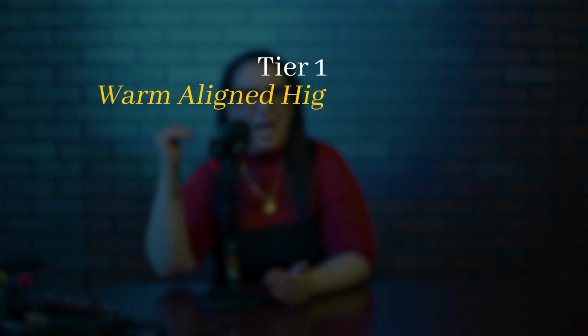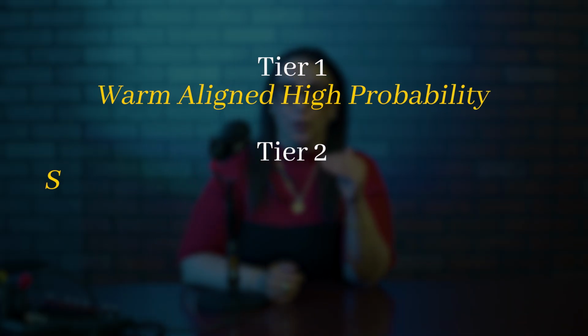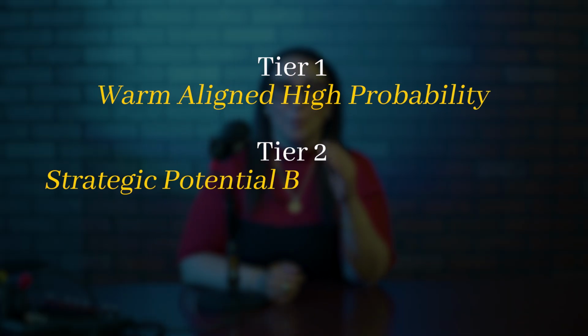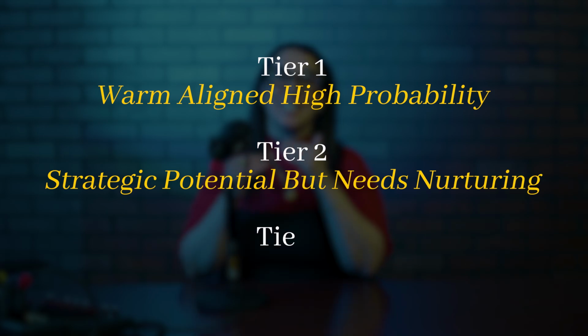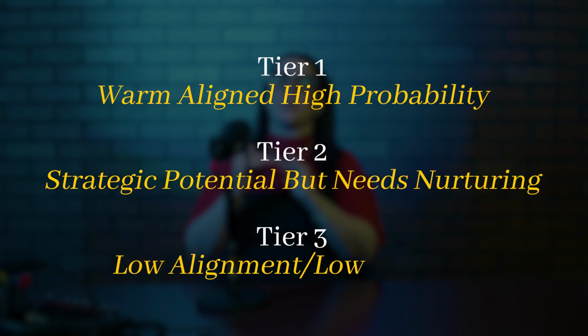Now here's the how-to. Create 3 tiers. Tier 1, warm, aligned, high probability. Tier 2, strategic potential but needs nurturing. And Tier 3, low alignment or low urgency. Once you do this, you stop reacting and start allocating energy intelligently.